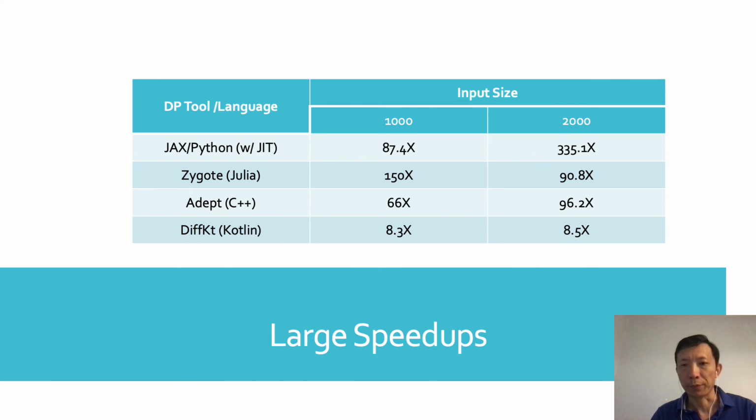Coarsening improves the existing differentiable programming tools' performance significantly. The speedups on 4 AD tools range from 8 times to 335 times. For details, please come to our talk or read our paper.